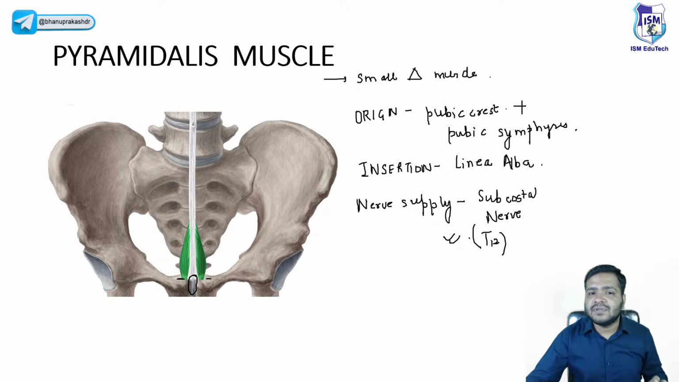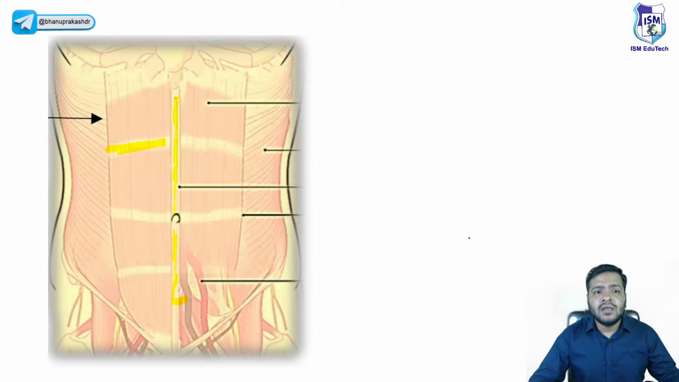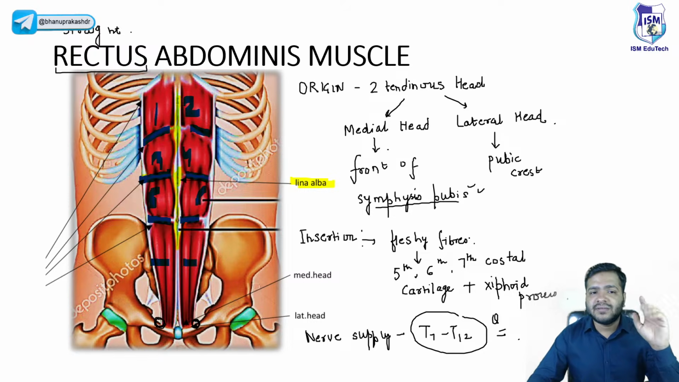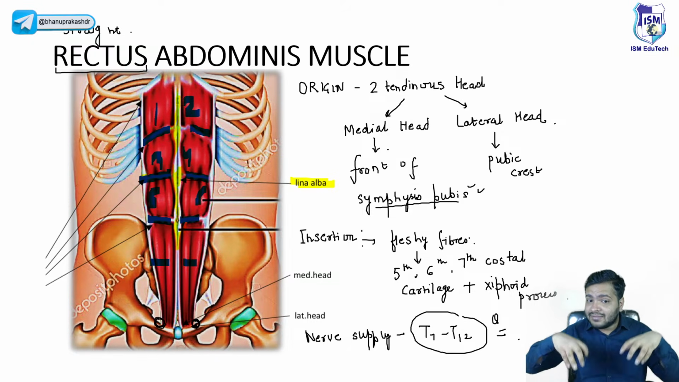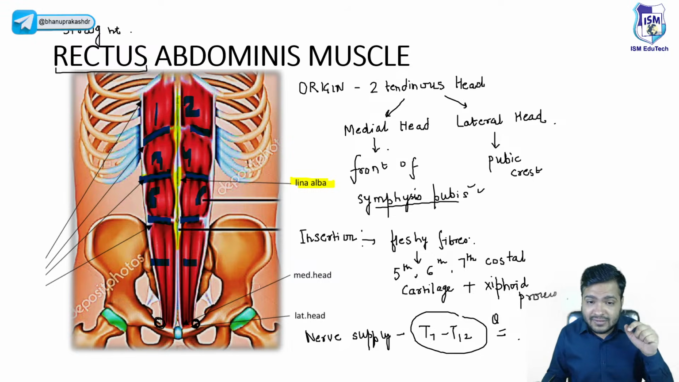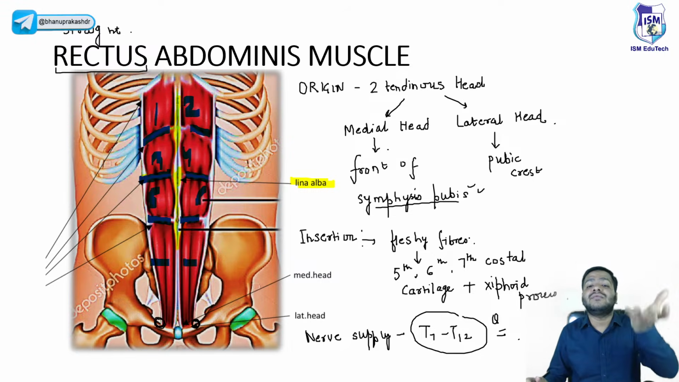So in return, we have discussed the pyramidalis muscle. Pyramidalis, origin from where? Pubic tubercle, pubic crest. I mean pubic crest, pubic symphysis. Insertion where? Linea alba. Nerve supply T12. In short, we have discussed the rectus abdominis. Rectus abdominis, what is the origin? It is downwards, guys. Rectus abdominis originates from below and moves up.